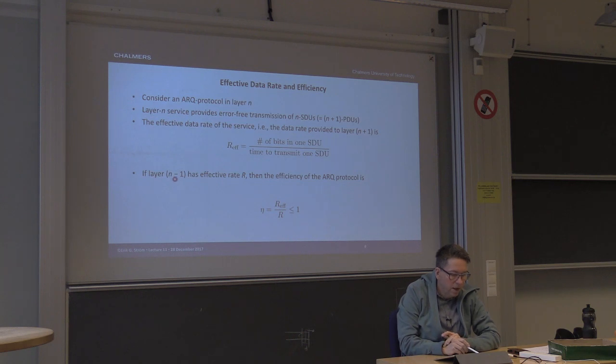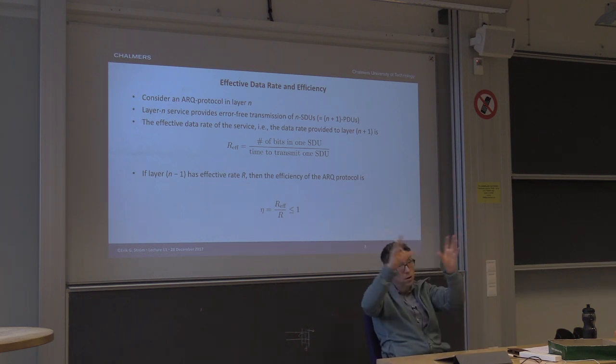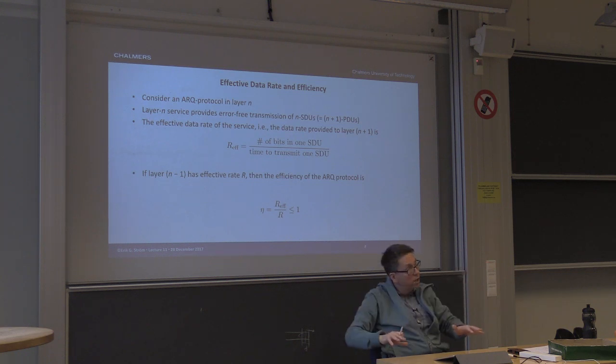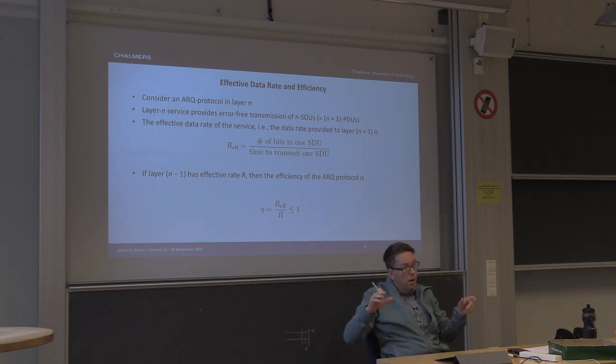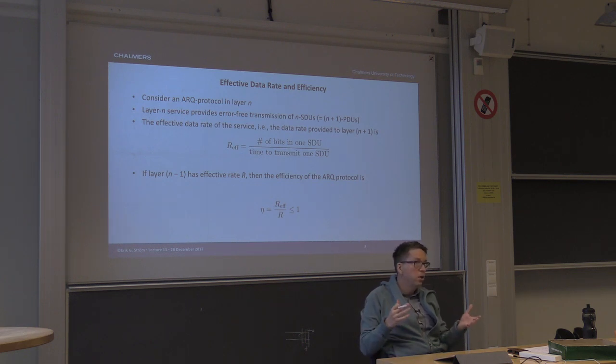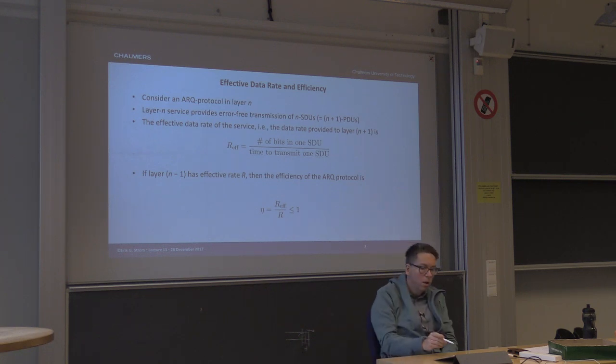So, if layer n-1, the layer below us, has an effective rate r, then when I get the service data unit, I format that according to the ARQ protocol, but then I push it down to the layer below for transmission. So the layer below me has a certain effective rate also, and that is the data rate that I perceive. I live in layer n, I perceive some data rate, and I get it from above. And the ratio between the data rate that I deliver up to the data rate that I have below me, that is the efficiency. How efficiently am I using the data rate which is below me to deliver data rate up? Okay, so that's the efficiency.